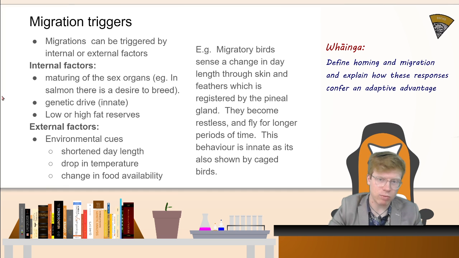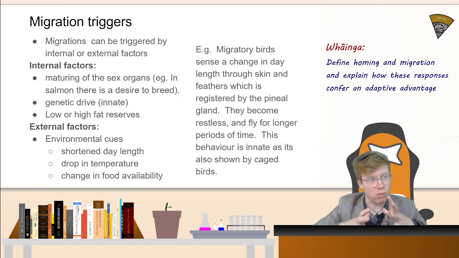And there's an example there about how migratory birds sense changes in day length through their skin, which is incredible, and through some particular secretions from their pineal gland when they reach that level that they are ready to migrate, that allows them to become sufficiently restless that they're like, oh, I need to go, I need to go, I need to go.